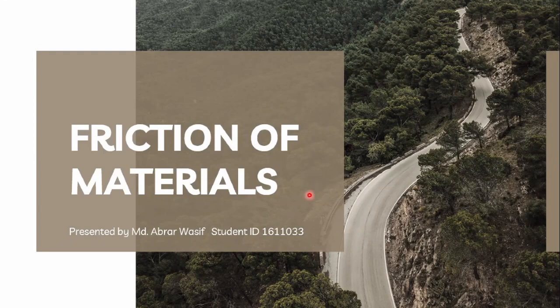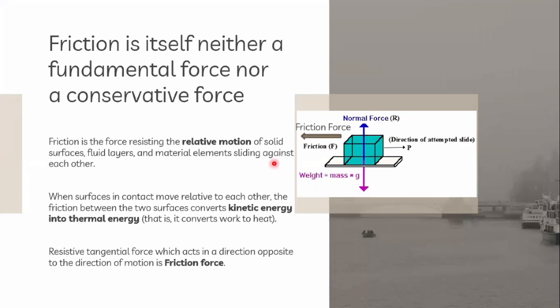So let's start. Friction is not itself a fundamental force nor a conservative force. Actually, it is a resisting force that resists the relative motion of solid surfaces, fluid layers, and material elements against each other. So the result is that it converts kinetic energy into thermal energy. Actually, it converts work to heat.